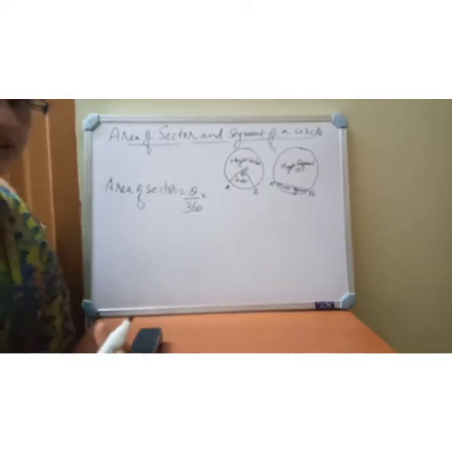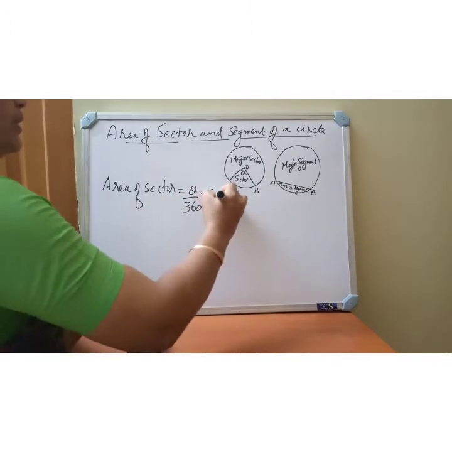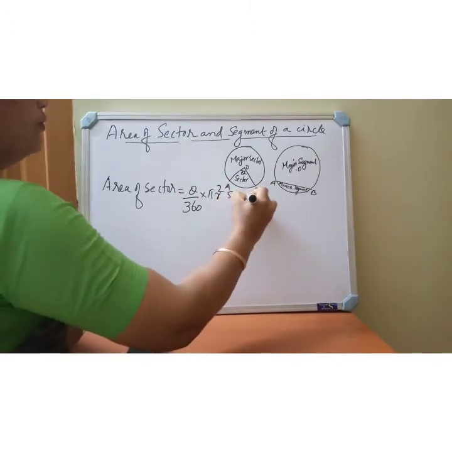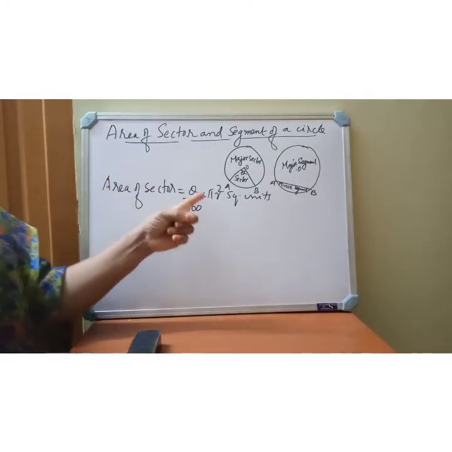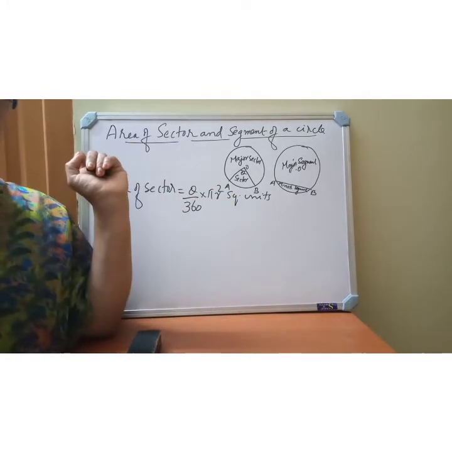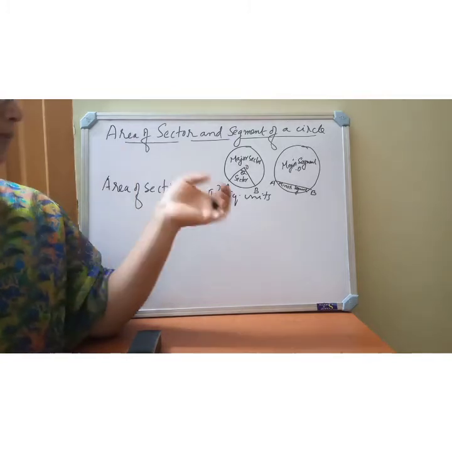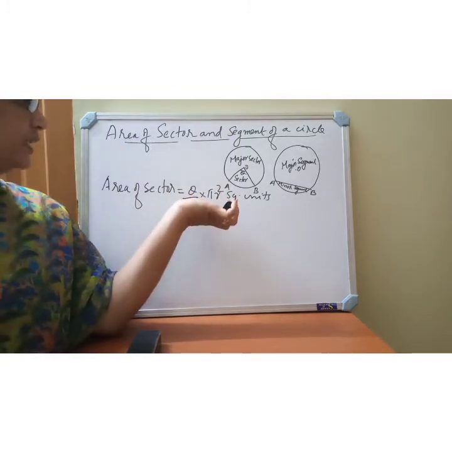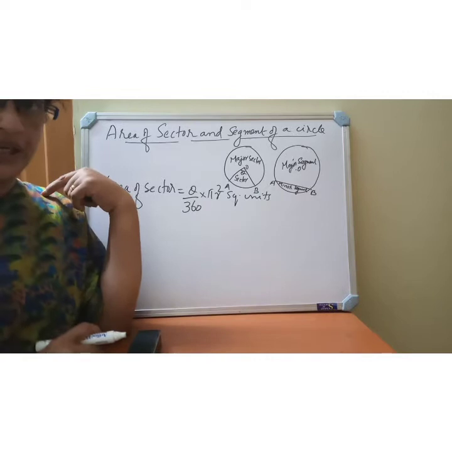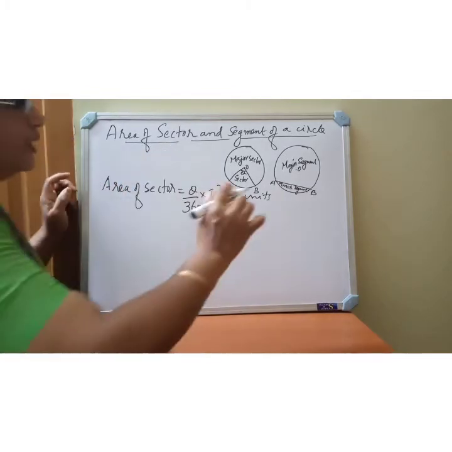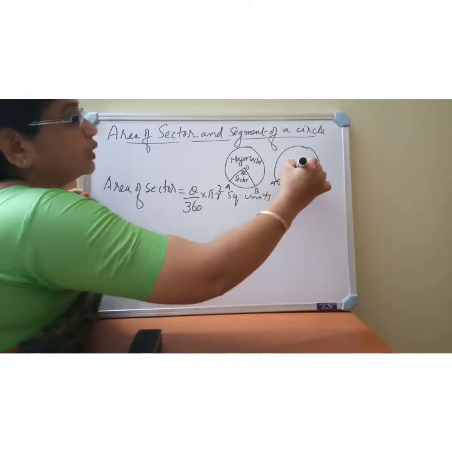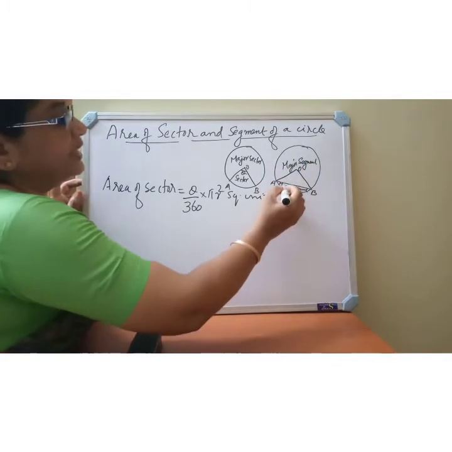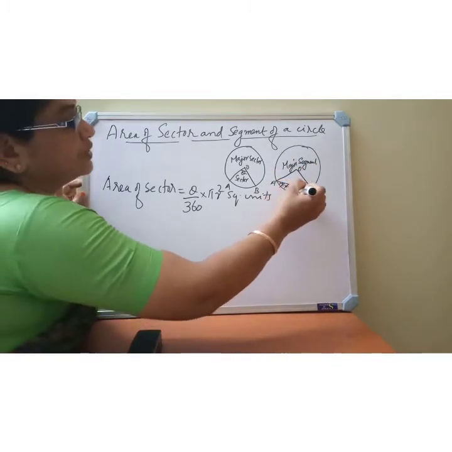What is area of circle? Very good, pi r square. So the formula for area of sector is equal to theta by 360 into pi r square. Okay. But you cannot apply this formula for area of segment. Okay, area of segment if you are finding means, you see, like this way we have to join the radii, then this part only the area of segment will come.